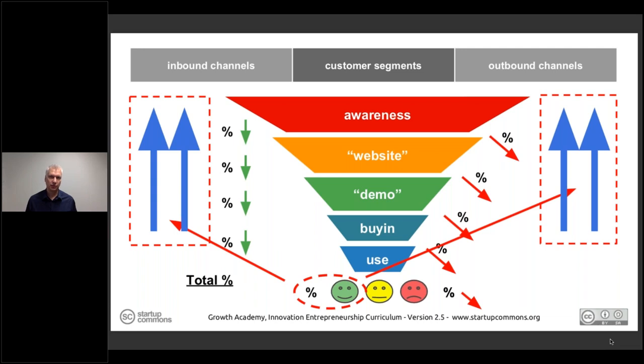So if you get customers in, don't just stop when you have got the sales and you have subscriptions, but actually your customers are the most powerful tool to get more customers.